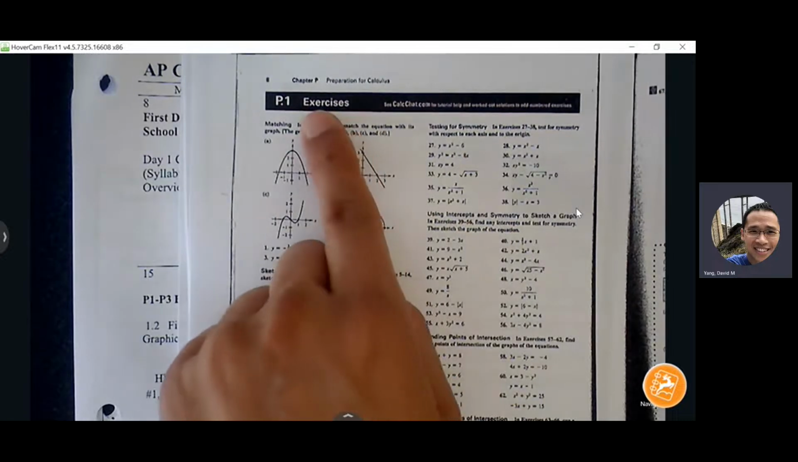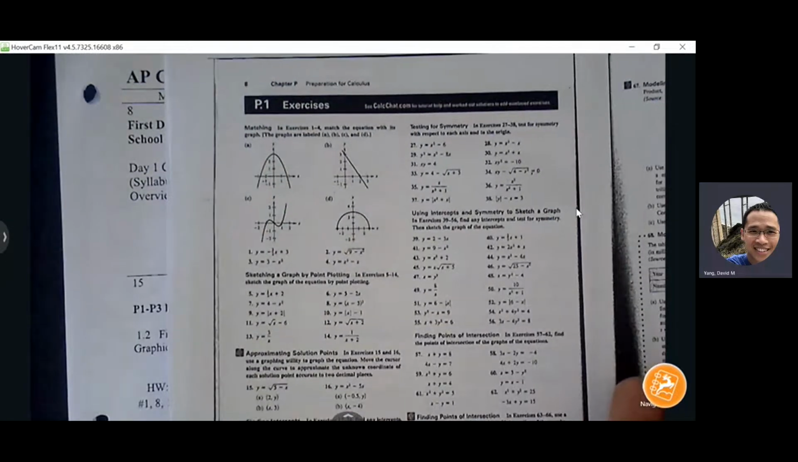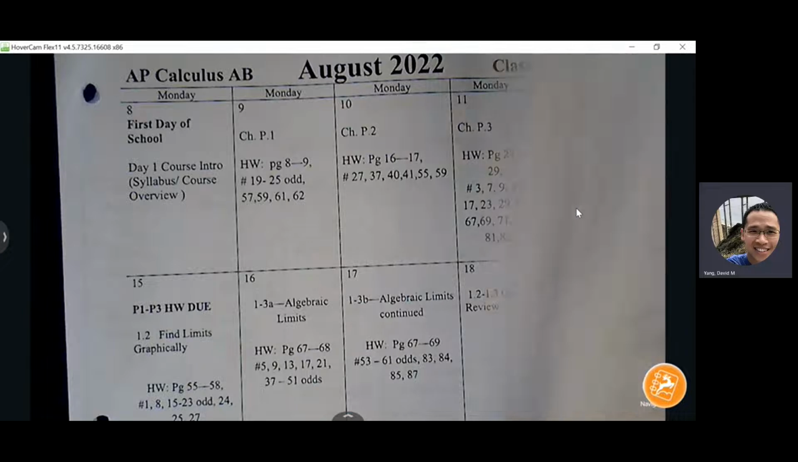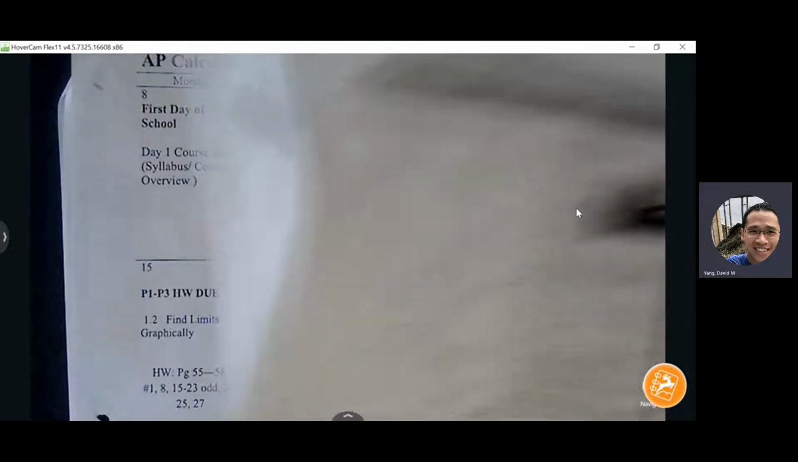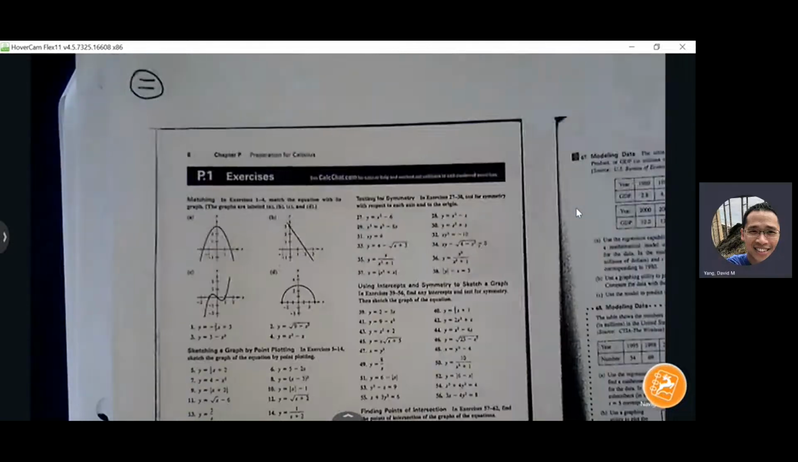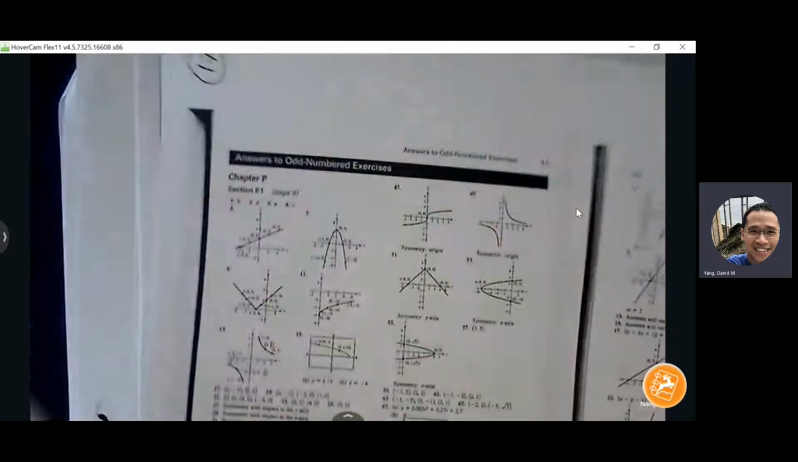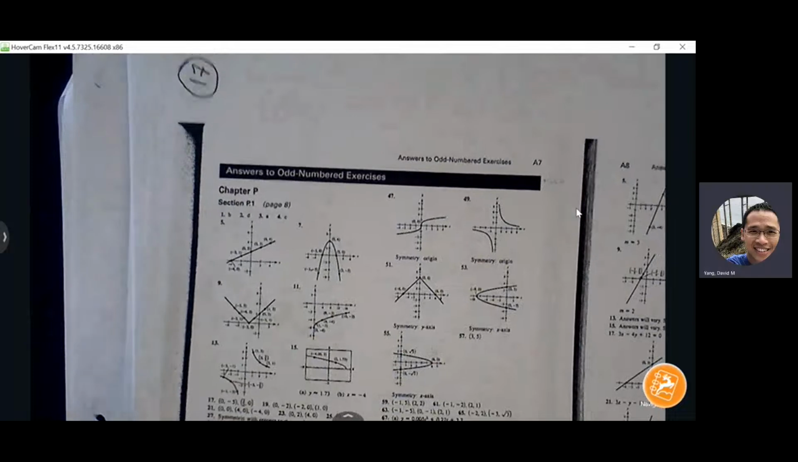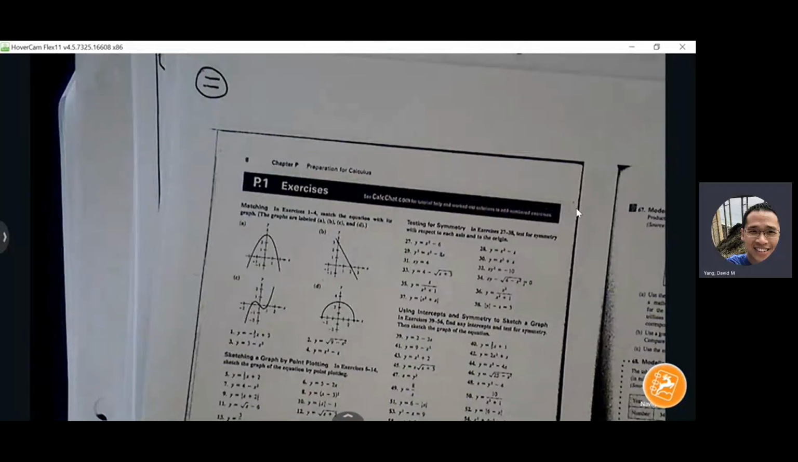So this is page 8 and 9, and then P2 pages 16 and 17. Okay, and then P3 page 27 to 29. Okay. And also at the end, I included the solutions. Okay. Yes, question. Oh, yes, question. Yeah, right.